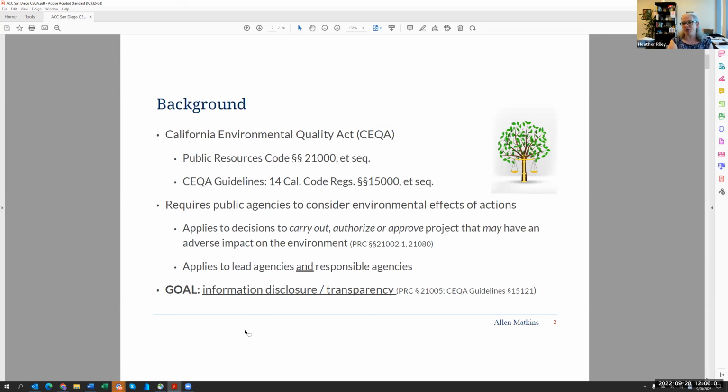I tend to use that term and forget that not everybody uses that term in the acronym. It's found in the Public Resources Code, and we also have what's known as the Ceqa guidelines. Those are the regulations that have been adopted at the legislature's direction by the Office of Planning and Research, one of the governor's offices. And those guidelines have the force and effect of law. So when you're implementing Ceqa, you're not just looking at the statute, you're looking at the guidelines.